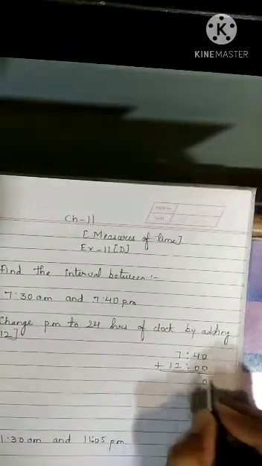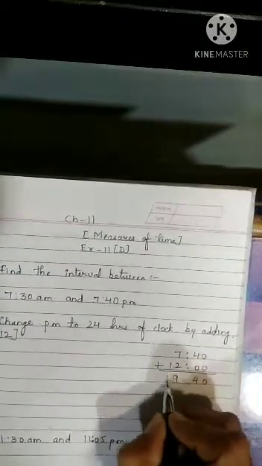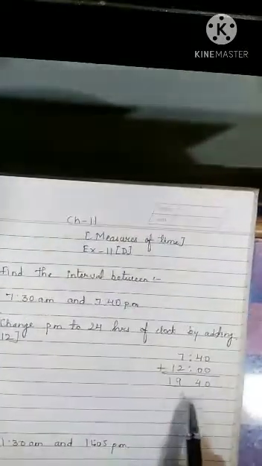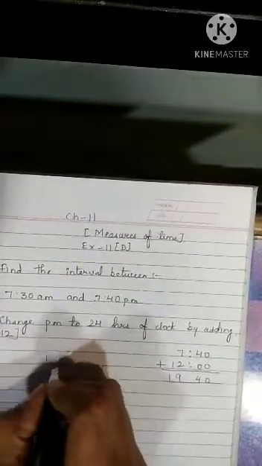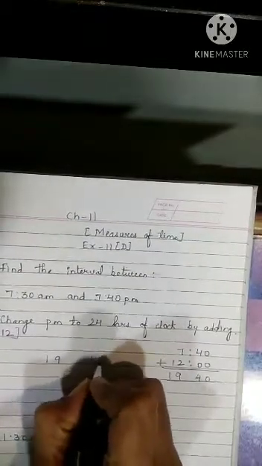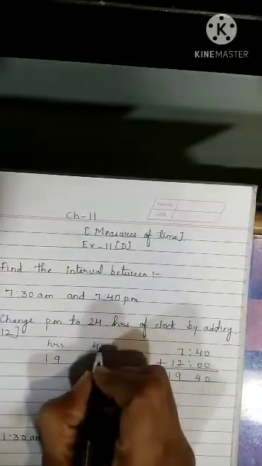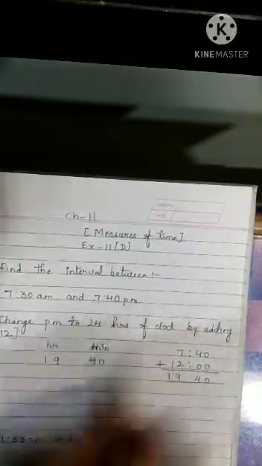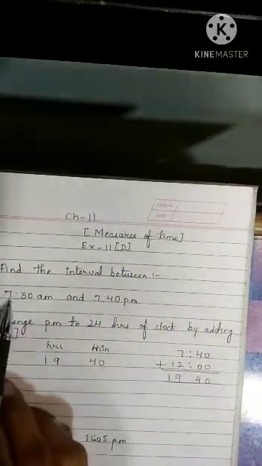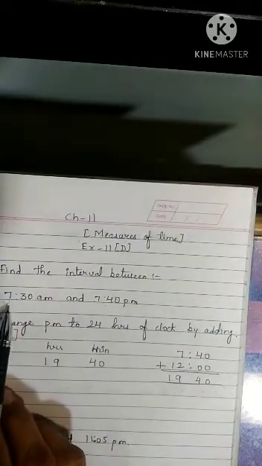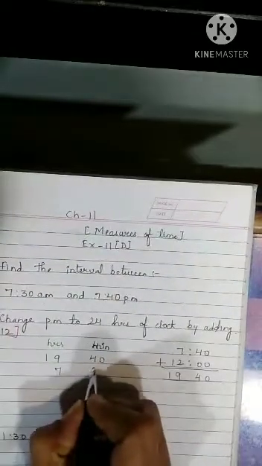0 plus 0 is 0. 4 plus 0 is 4. 7 plus 2 is 9. 1 will come as it is. So this we have converted into a 24 hours of clock. So 19, then here it is 40. That means 19 hours and 40 minutes. Now we have converted this into 24 hours of clock, and a.m. we don't change into 24 hours of clock. Fine, so we have 7:30.